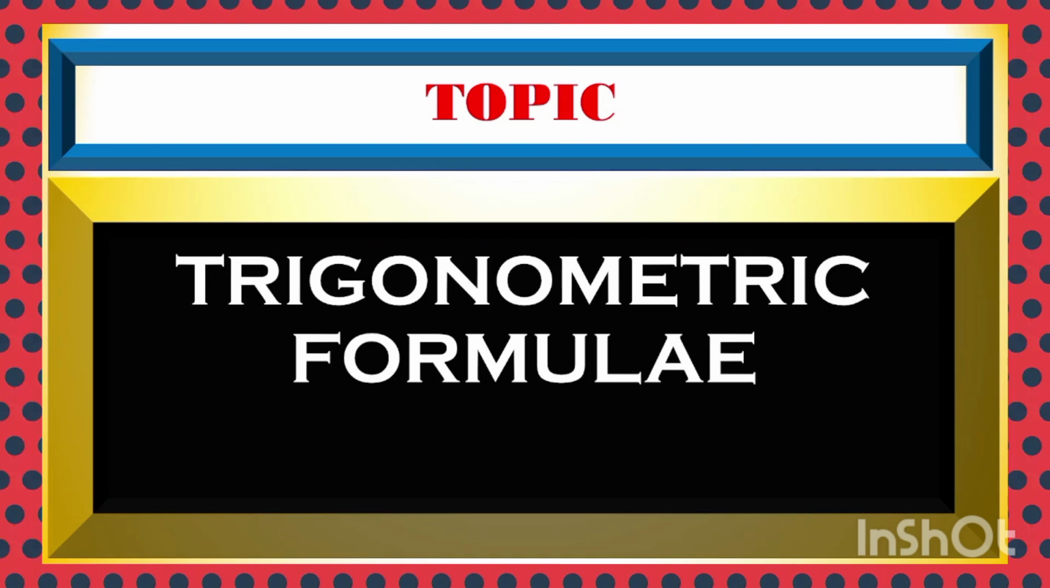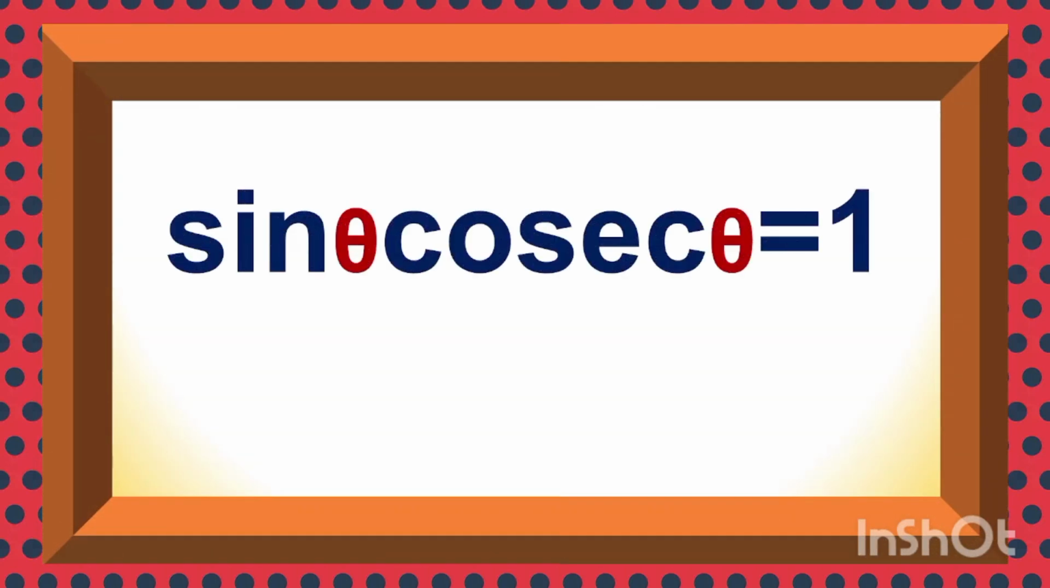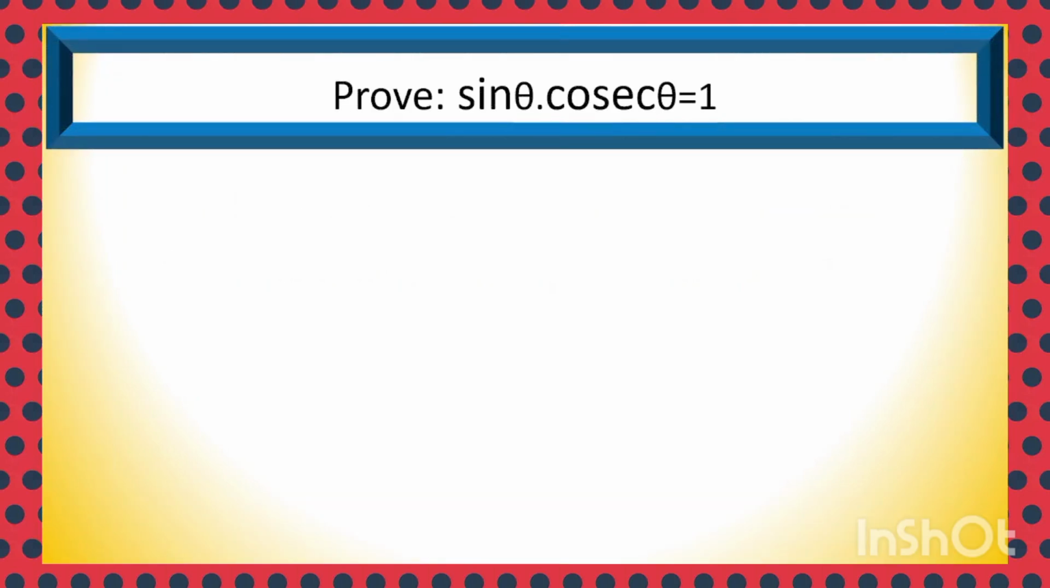Trigonometric formula, important concept, vital concept which I am going to discuss. Trigonometric formula of 1: sin theta into cosec theta is equal to 1. The product of sin theta and cosec theta is equal to 1. Important concept.